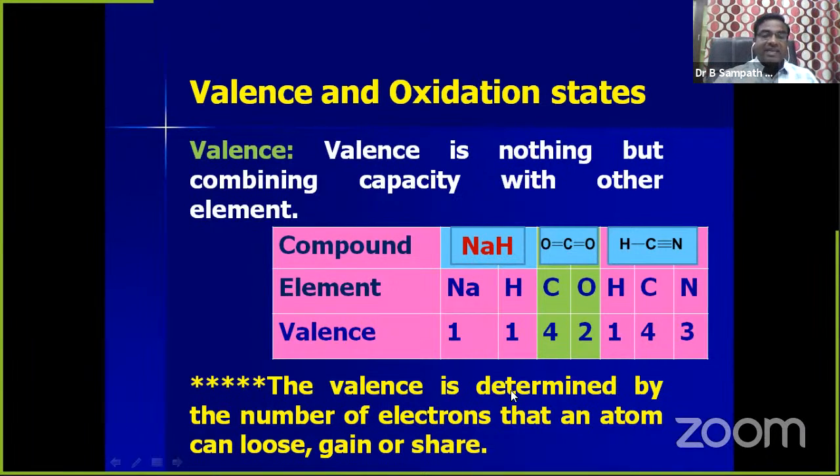Right. The valency is determined by the number of electrons that an atom can lose, gain or share. See children, in the case of carbon dioxide and hydrogen cyanide, the electrons are shared. In the case of the sodium hydride, here electrons are transferred from one atom to another atom. Here the sodium loses one electron and hydrogen gains one electron.